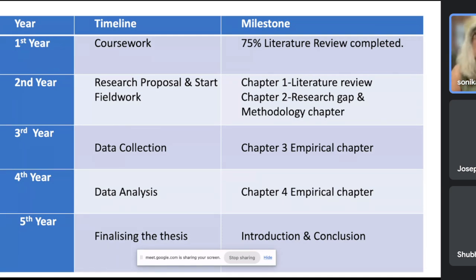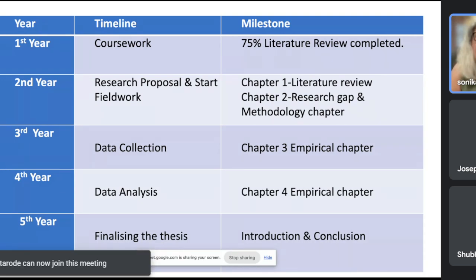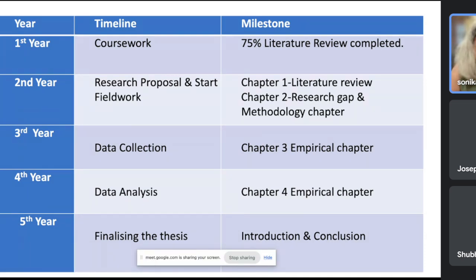I'm not saying your literature review should be complete in all respects, but your familiarity with the literature should be of a very high percentage. So 75% of the review completed does not mean that it's written up. It doesn't mean that it has been seen by your guide as a complete literature review, but your familiarity with it should be at least 75%.